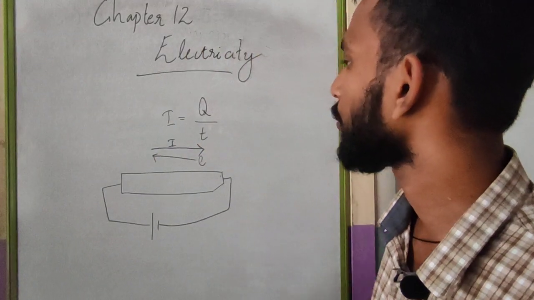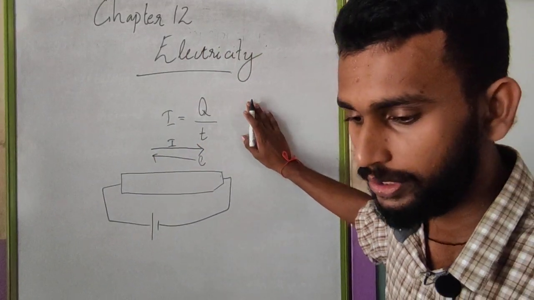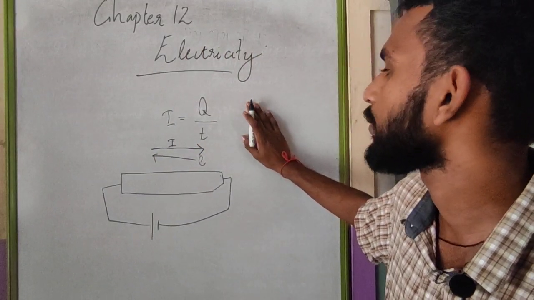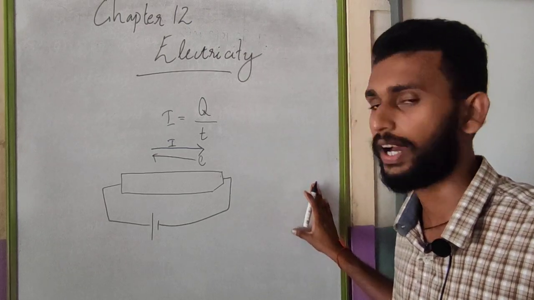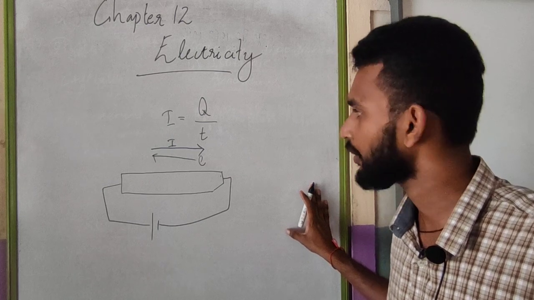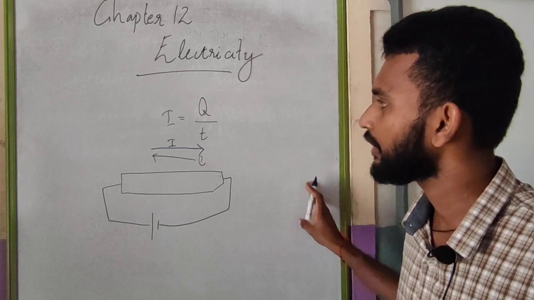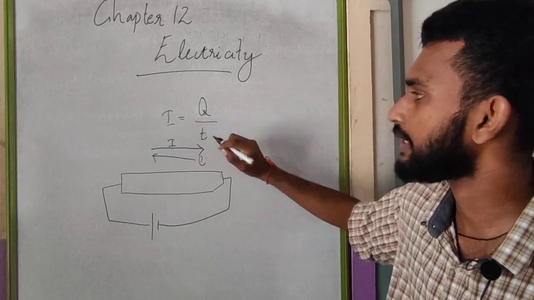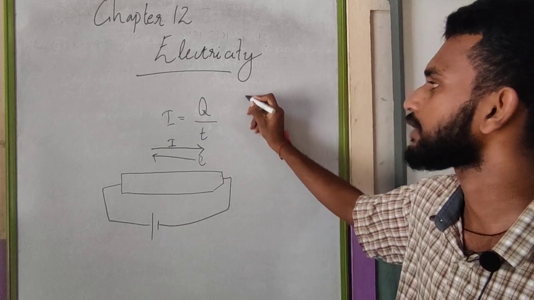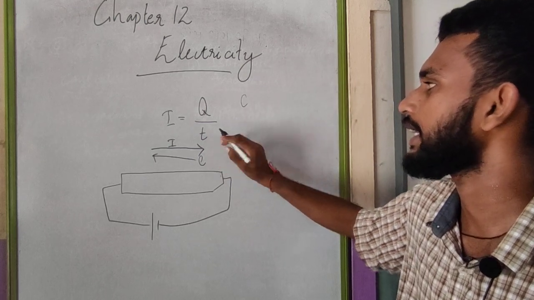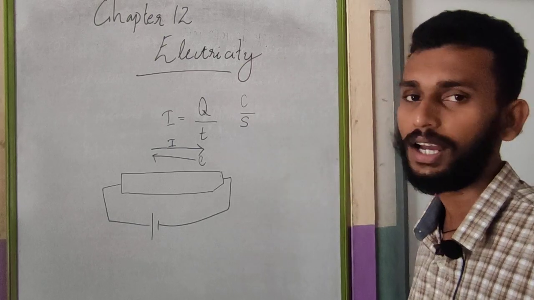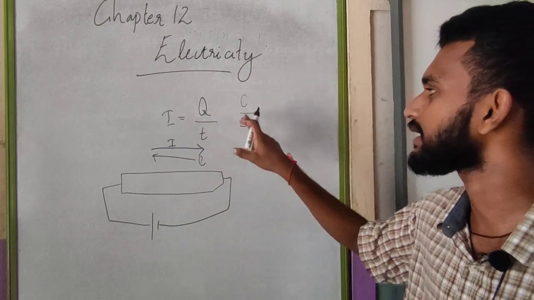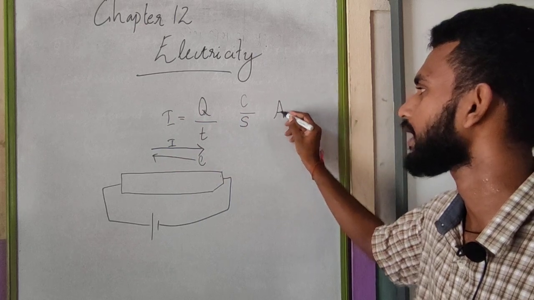I is equal to Q by T, that we have already derived. Now let us come to the unit of current. For the charge Q, the unit is coulomb, and for T it is second. So coulomb per second is the unit of current, or else it is also known as ampere.